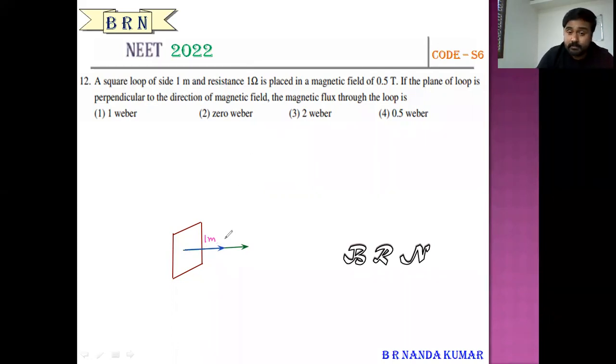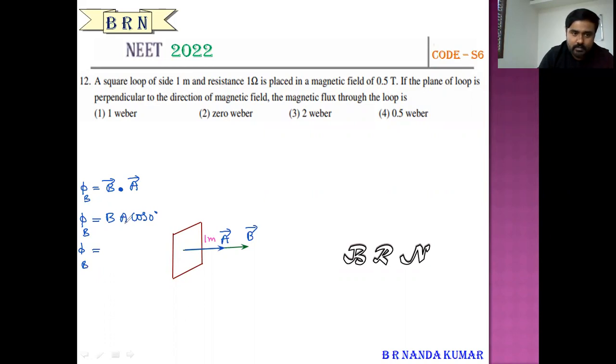The flux is measured by taking the dot product of two vectors, magnetic field vector and area vector. So with the diagram, what is the angle between B vector and A vector? Here both are in the same direction, and the angle between them is 0. Phi is equal to BA cos 0, which is 1.